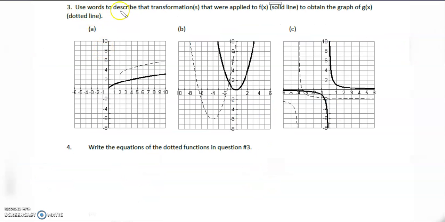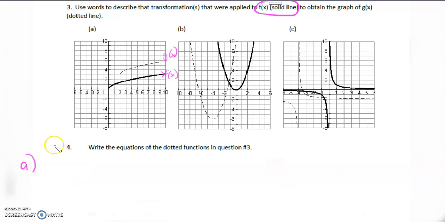Number 3, use words to describe the transformations that were applied to f(x). So f(x) is the solid line here, to obtain the graph of g(x), which is the dotted line. So this is f(x), and we're assuming that this goes on forever, and this is g(x).